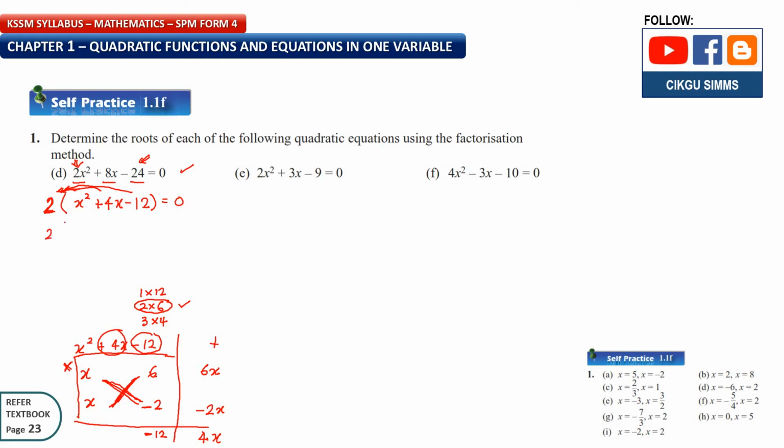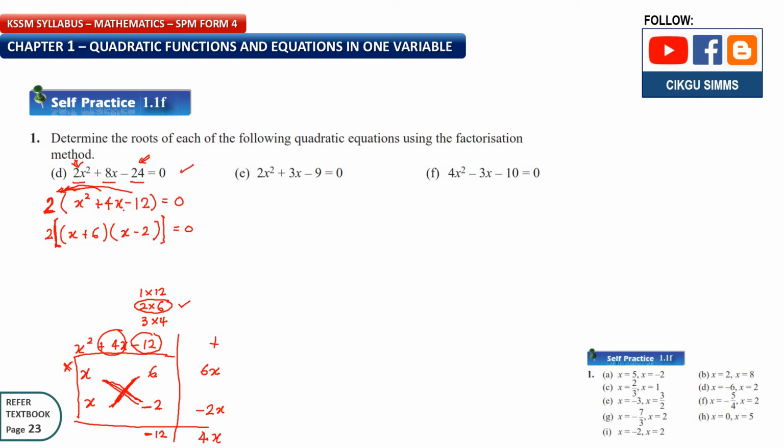Don't forget there's a 2 outside. And then this bracket already becomes 2 brackets. Everything is times, so I don't need to put a big bracket, but if you want, it's okay. You can skip this big bracket because everything is times. Okay, so the first small bracket you put x plus 6. The second bracket you put x minus 2 equals 0.